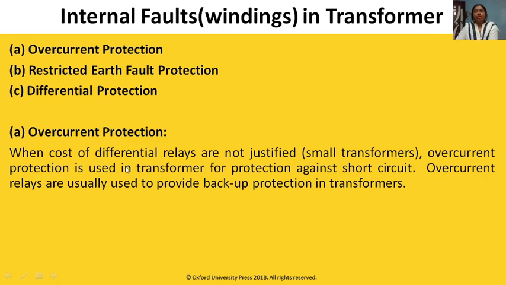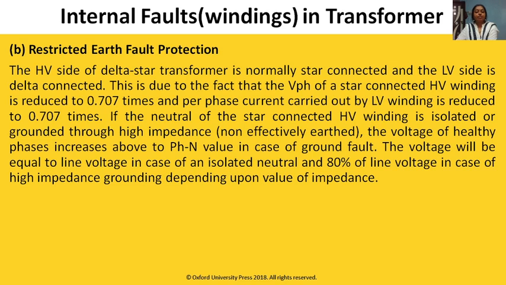In a small transformer, we are using this overcurrent protection. When the cost of differential relay is not justified, in a small transformer, overcurrent protection is used for protection against short circuit. Overcurrent relays are usually used to provide backup protection in transformers. Okay, now we'll see restricted earth fault protection.